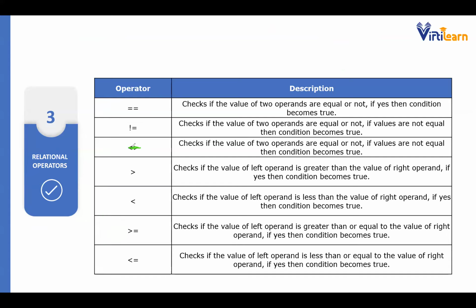So we have greater than, less than, greater than or equal to, less than or equal to. We have double equal to to check equality. For example, A equal to 5, B equal to 5. If I want to check A is equal to B, yes or no? That is true. If I want to check A equal to B, I need to use double equal to.